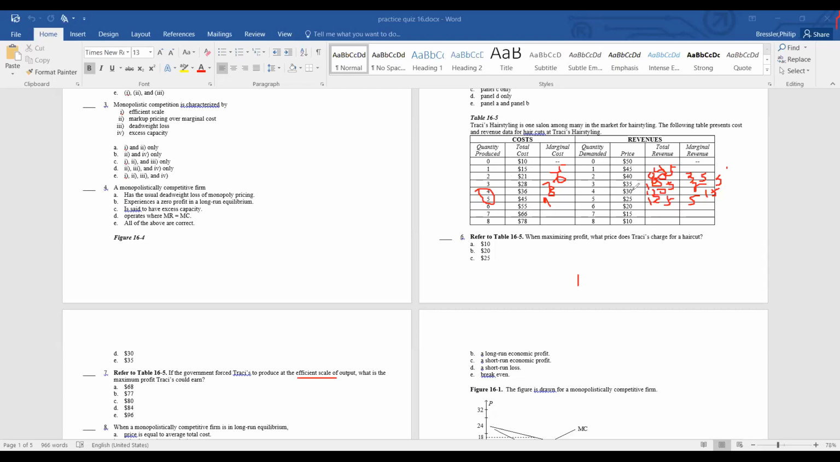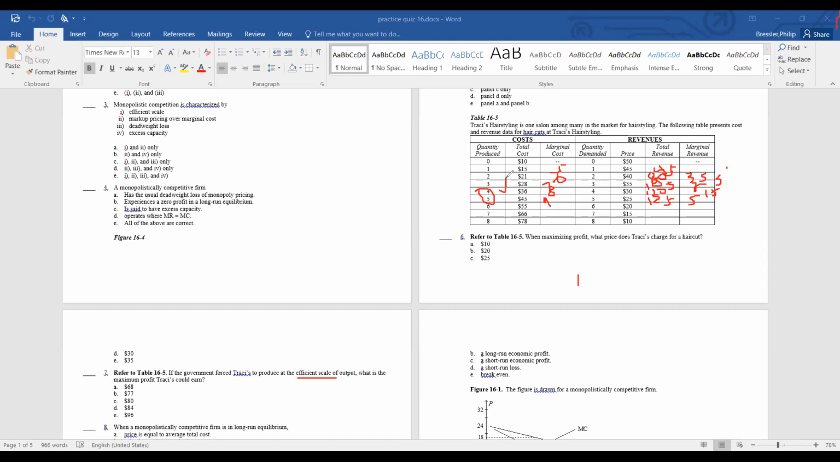So 4 times 30 is 120, minus 36 is 84. 5 times 25 is 125, minus 45 is 80. So it's going to be 4.